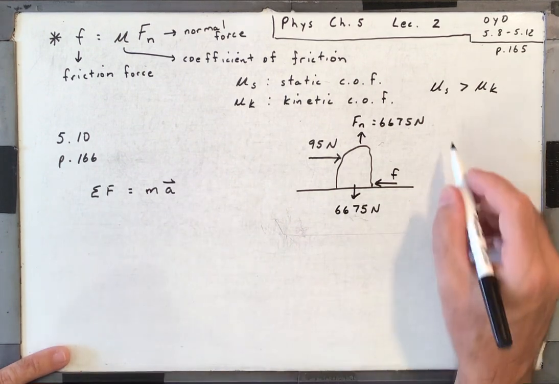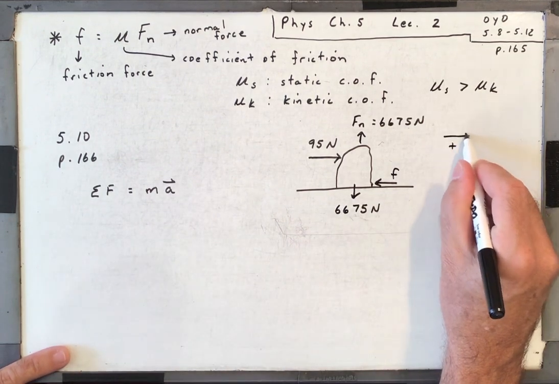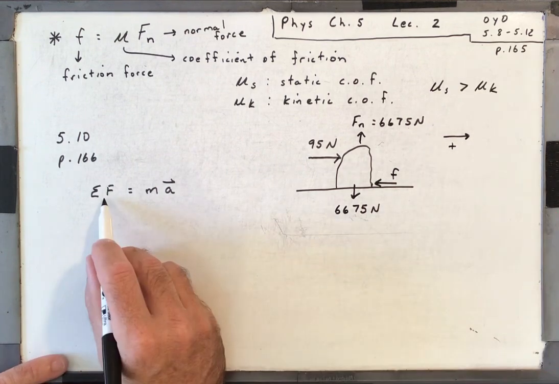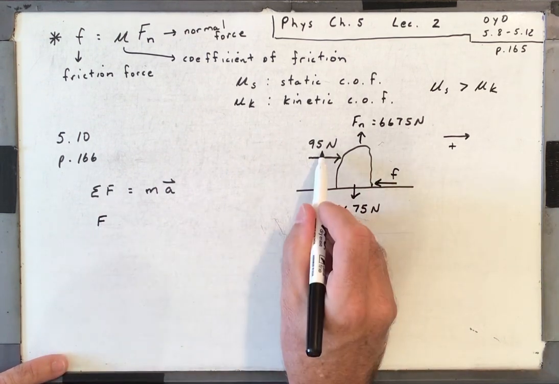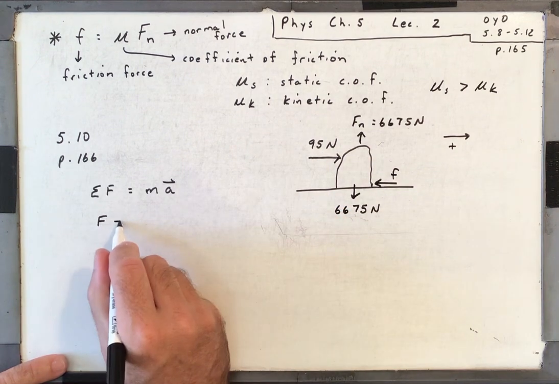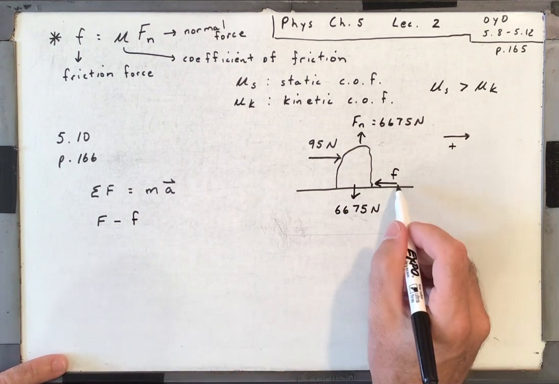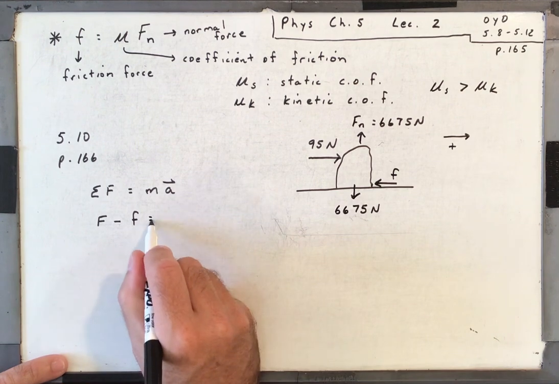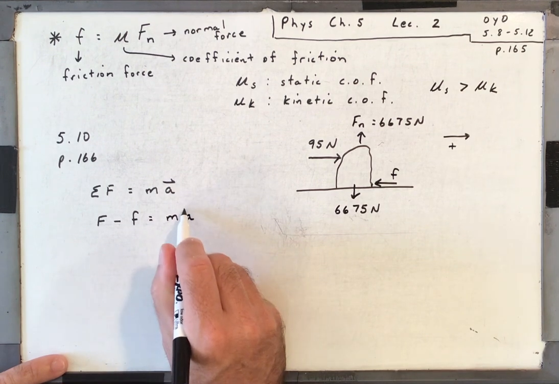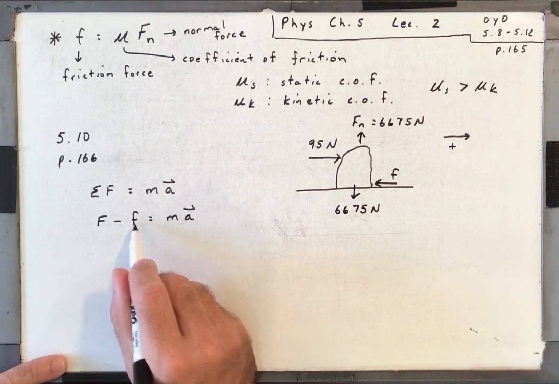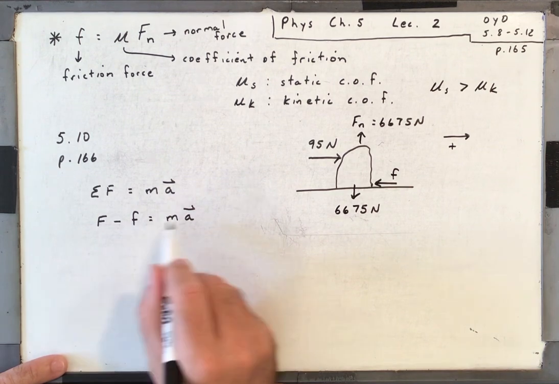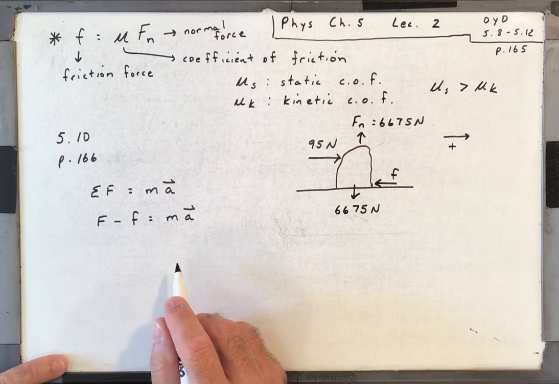If we consider the positive direction to the right, then the sum of all the forces would be big F, which is 95 newtons, minus little f, which is the force of friction, equal to the mass times the acceleration. So we know big F. We can calculate the mass and the force of friction, so then we can get acceleration.